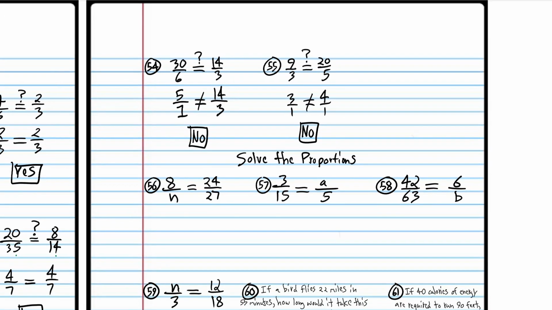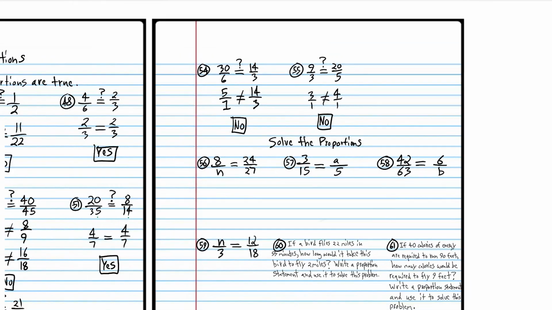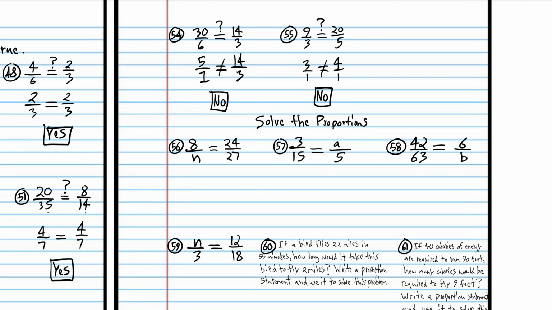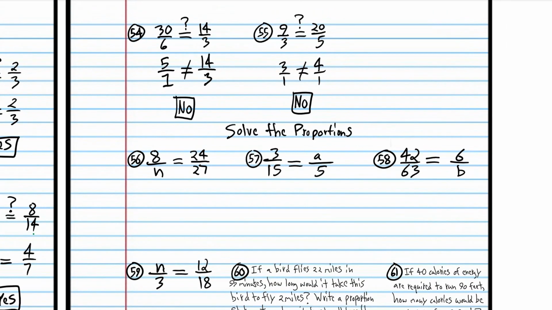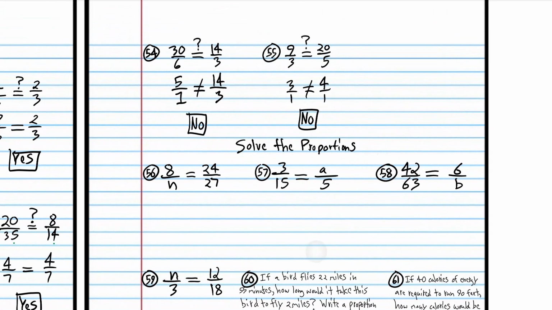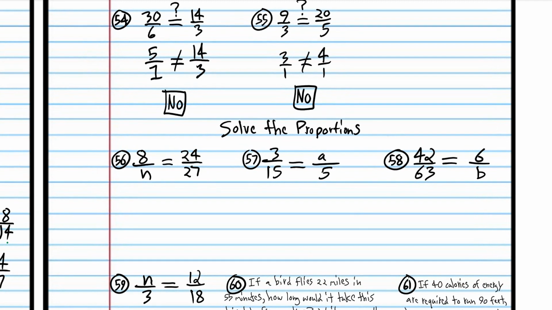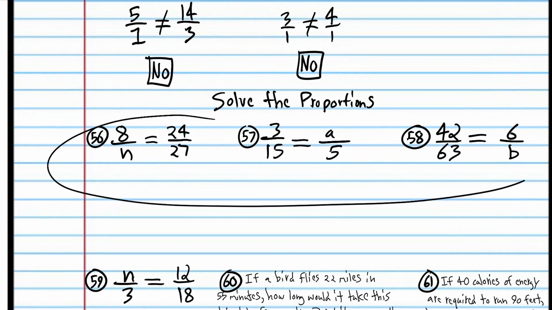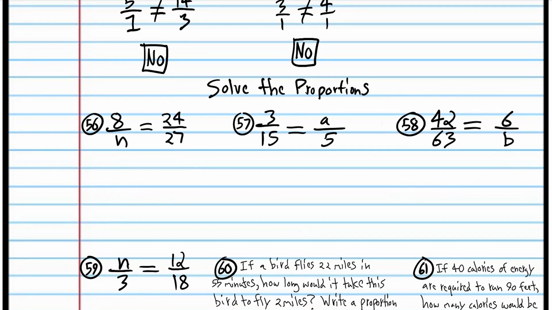All right, so now we're going to solve proportions. We're not seeing if the proportion is true or false. We're assuming that it's true. And we're then going to find the missing number. These are the most common types of proportions that you're going to see.